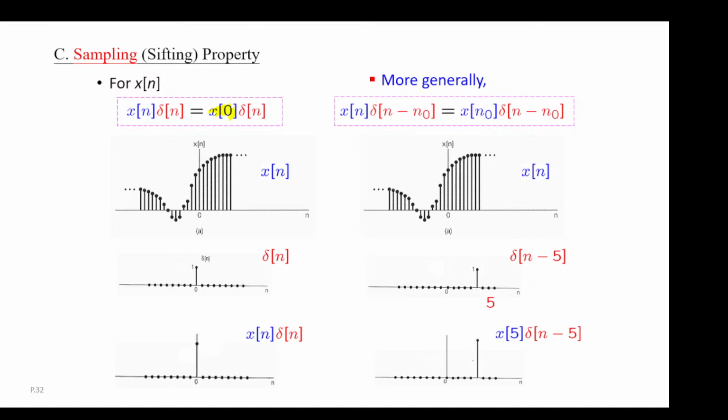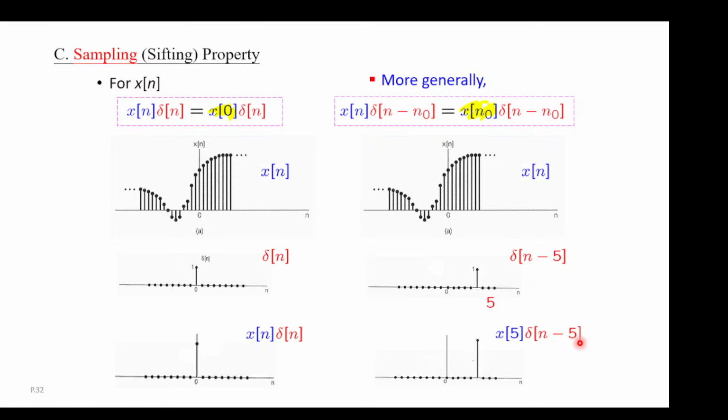More generally, if you don't want to pick up x of 0, and you want to pick up some x of n0, then you just need to multiply by your impulse function at a different point. So for example, with n0 equal to 5, you will pick up x of 5. The resulting product will be x of 5 times delta of n minus 5. Any questions so far? Okay, I guess that's the easier part of today's lecture.